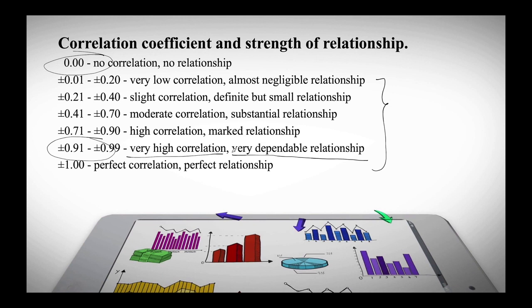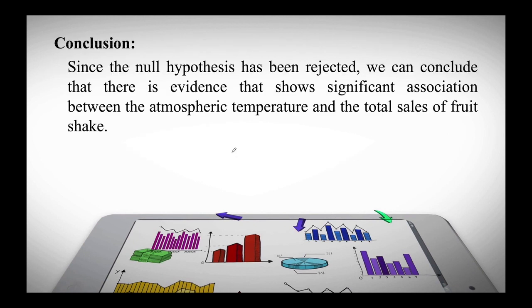The T computed. Now, since ayun na yung sagot, conclusion natin, for formal conclusion, since the null hypothesis has been rejected, we can conclude that there is evidence that shows significant association between the atmospheric temperature and the total sales of fruit shake. So, yes, statistically proven na may kinalaman po yung temperature sa sales. Mas umiinit ang temperature, mas maganda ang nagiging sales. Mas tumataas ang sales nila ng fruit shake.